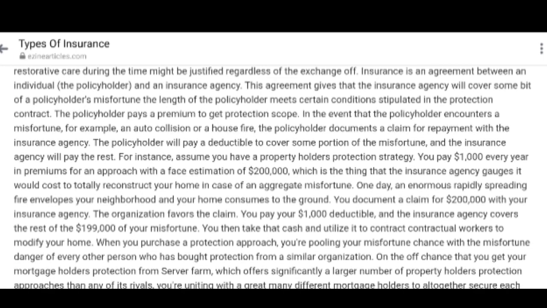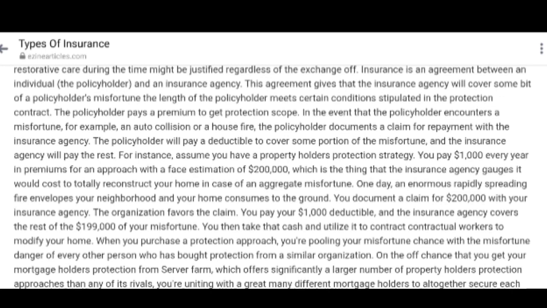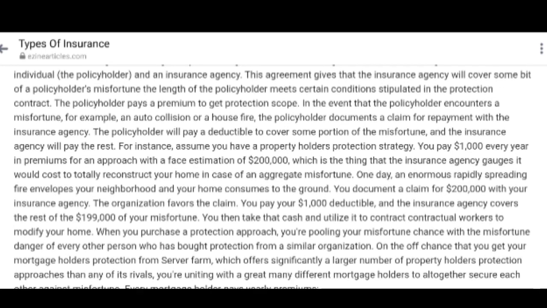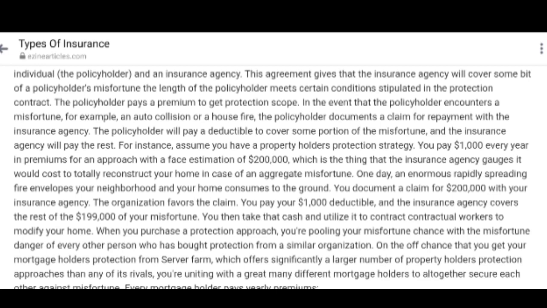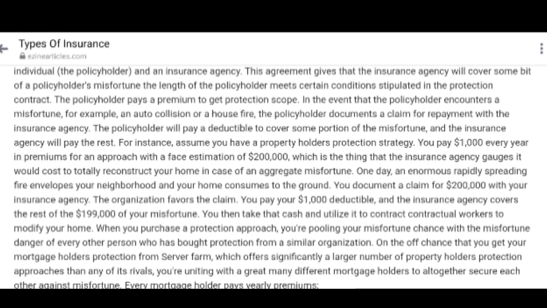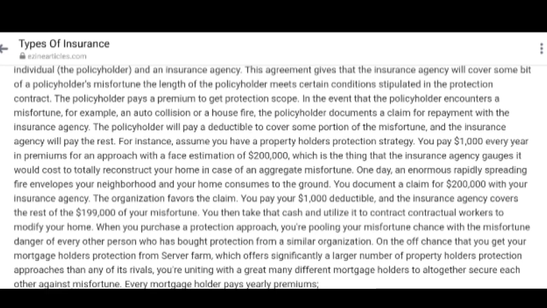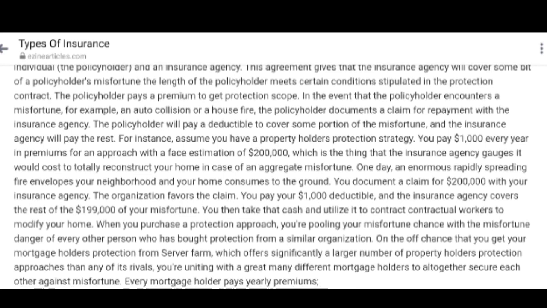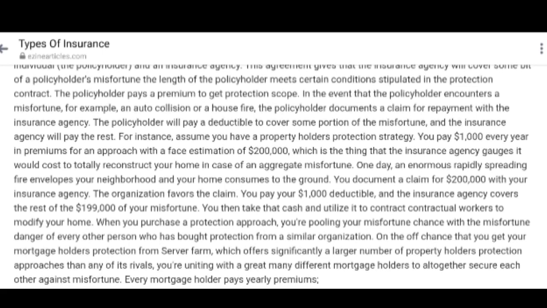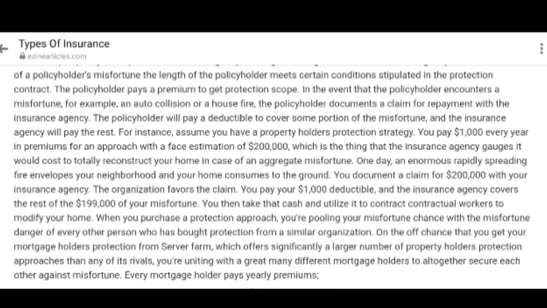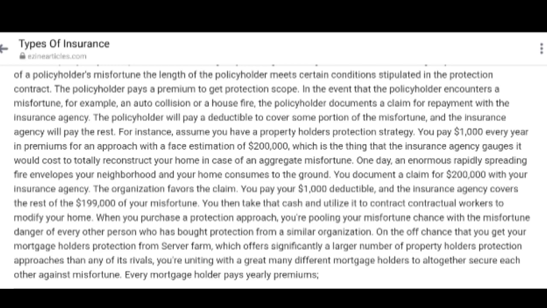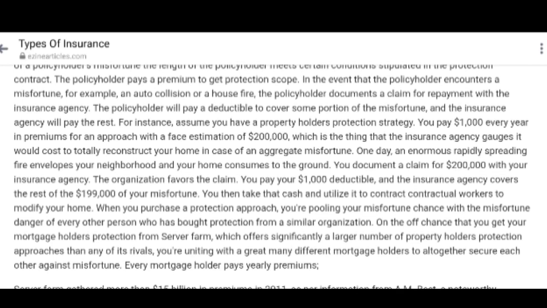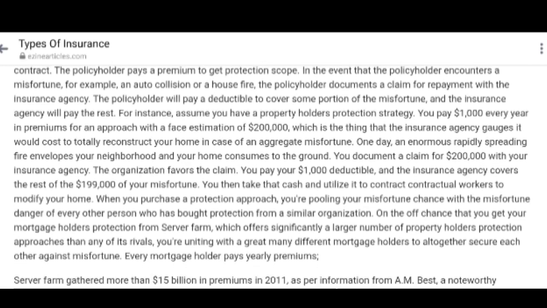Insurance is an agreement between an individual, the policyholder, and the insurance company. The agreement provides that the insurance company will cover some part of a policyholder's loss as long as the policyholder meets certain conditions stipulated in the insurance contract. The policyholder pays a premium to get the insurance coverage.